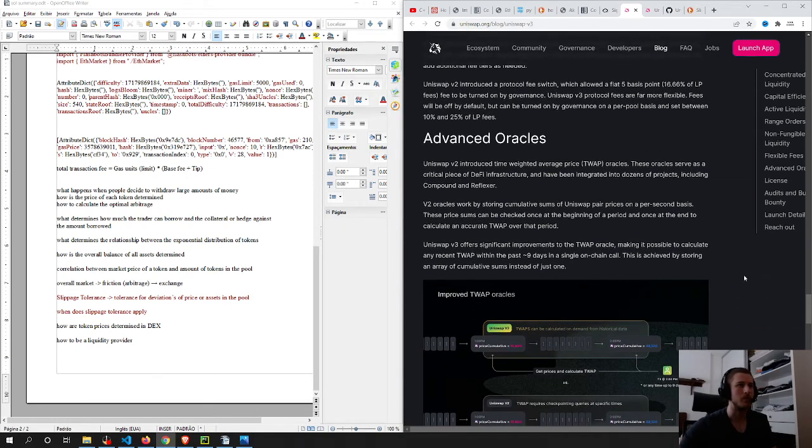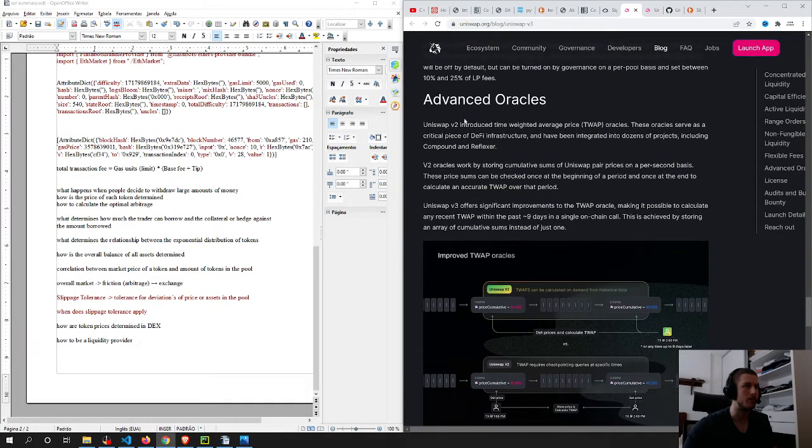Uniswap v2 introduced a protocol fee switch which allowed a flat 5 basis point fee to be turned on by governance. Uniswap v3 protocol fees are far more flexible. Fees will be off by default, but can be turned on by governance on a per-pool basis and set between 10% and 25% of LP fees.